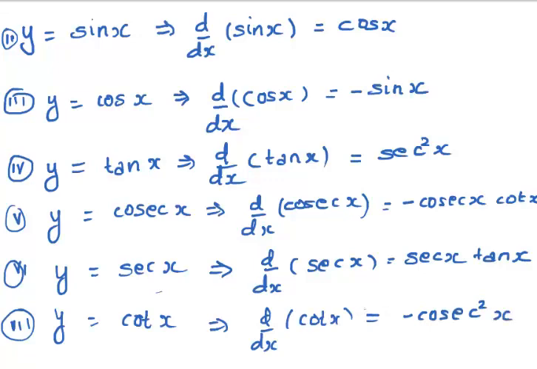It is advisable that you remember all these formulas, the differentiation of all trigonometric functions. d by dx of sin x is cos x, d by dx of cos x is minus sin x, d by dx of tan x is sec square x, d by dx of cosec x is equal to minus cosec x into cot x. Differentiation of sec x is sec x into tan x, and differentiation of cot x is minus cosec square x. Whenever they appear, you have to simply use the formula from your memory.